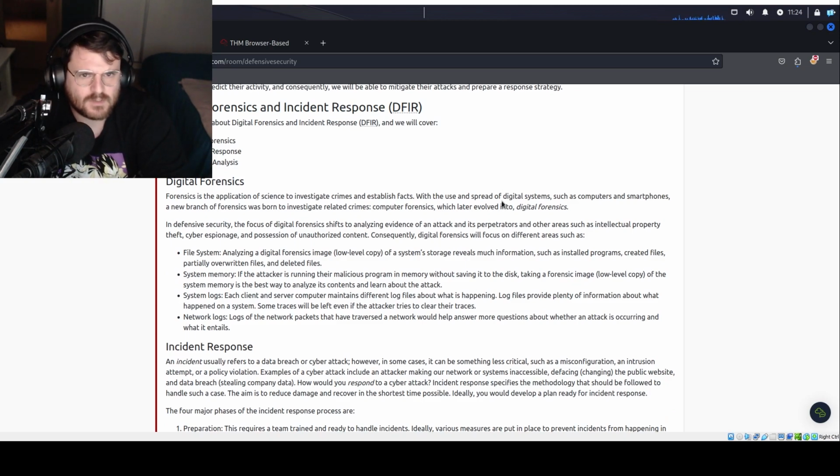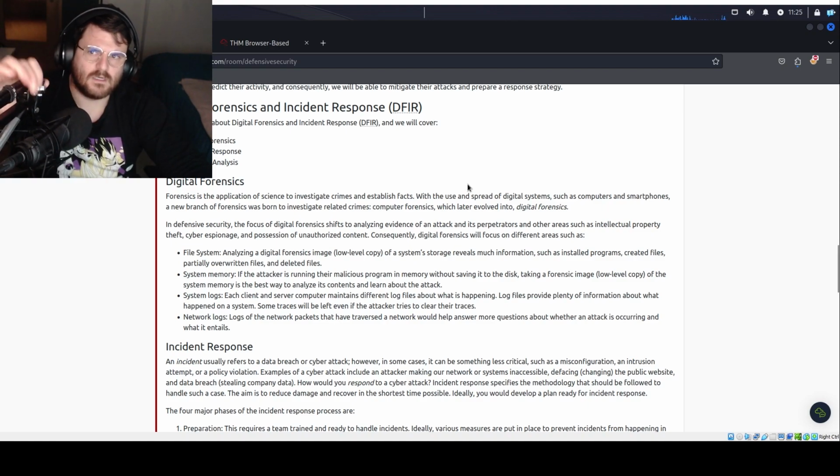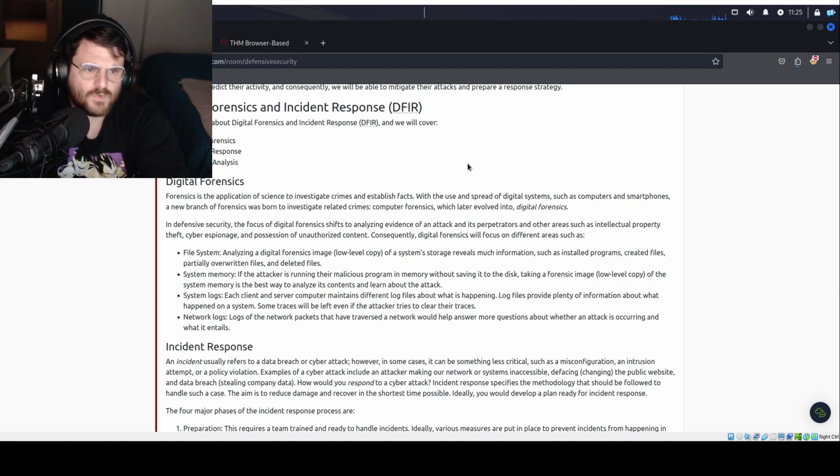This section is about digital forensics and incident response, and we will cover digital forensics, incident response, and malware analysis. Digital forensics. Forensics is the application of science to investigate crimes and establish facts. Of course, we all heard about forensics in real life when a crime happened. With the use and spread of digital systems, such as computers and smartphones, a new branch of forensics was born to investigate related crimes. Computer forensics, which later evolved into digital forensics.